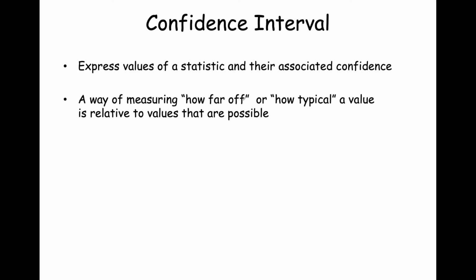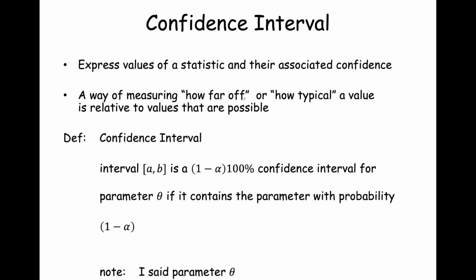And what this confidence interval does is express values of a statistic that they can take on when you calculate them, and the associated confidence. It's a way of measuring how far off or how typical a value is relative to all of the possible values that the statistic can take on. So let's go to the definition.